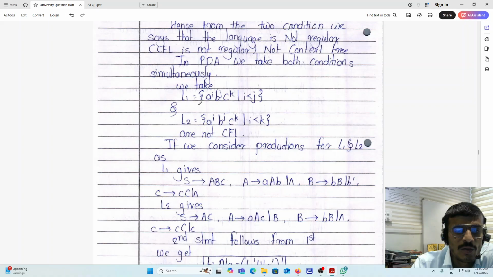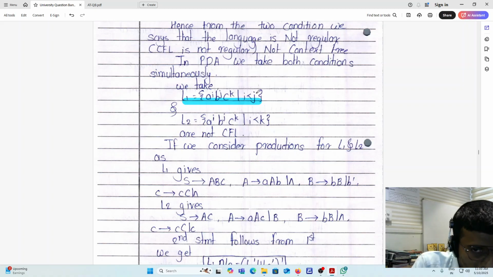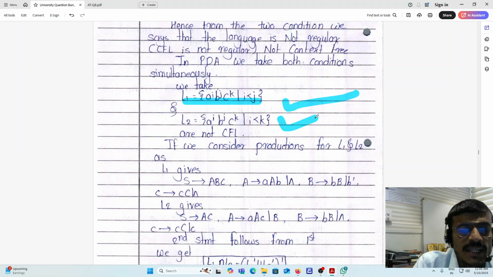And likewise by solving, L1 will be a raised to i, b raised to j, c raised to k, where i is less than or equal to j. L2 is equal to a raised to i, b raised to j, c raised to k, where i is less than k. Both are not CFL.